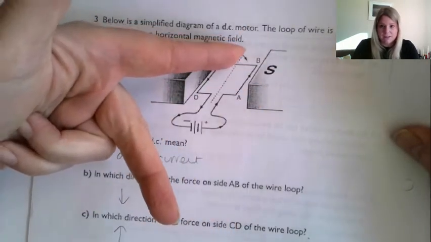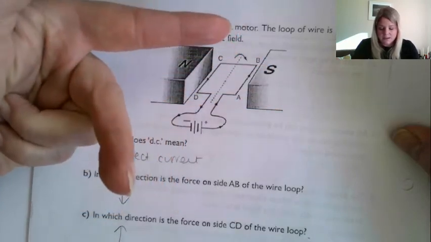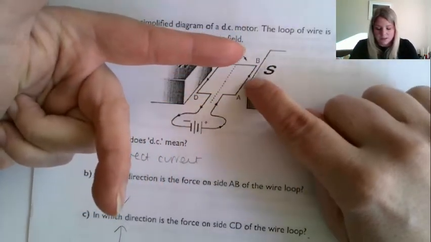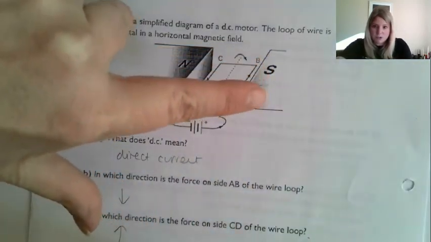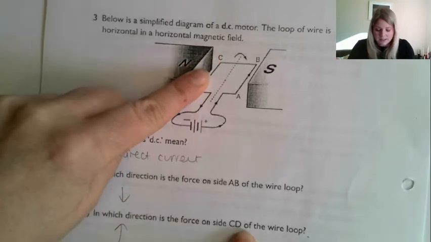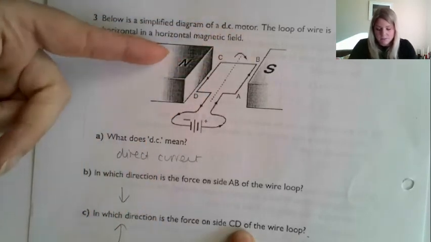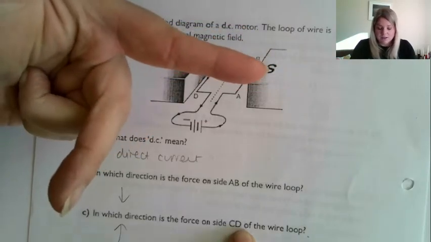So again, Fleming's left hand rule. Put your first finger in the direction of the magnetic field, north to south. Second finger in the direction of the current. So this one's going into the page. So now my thumb's pointing down the way. So this side's going to go down. And then CD, if I do the same, put my first finger in the direction of the magnetic field, north to south. Second finger in the direction of the current.